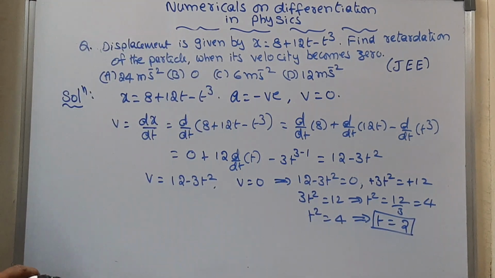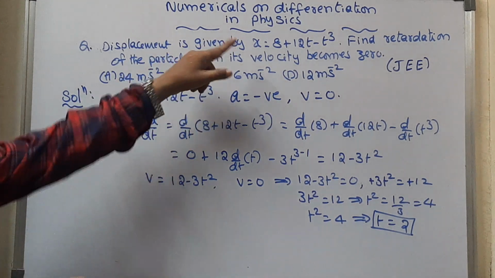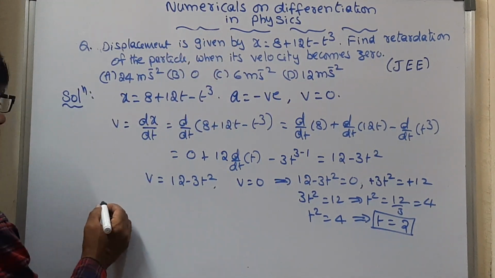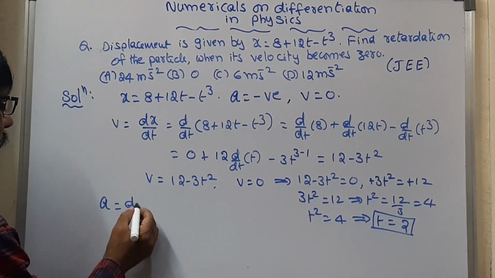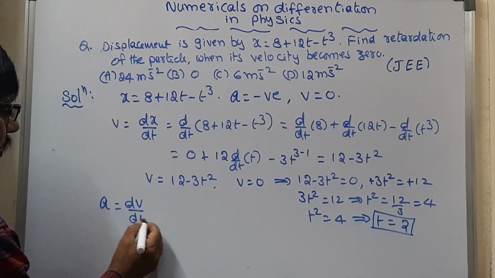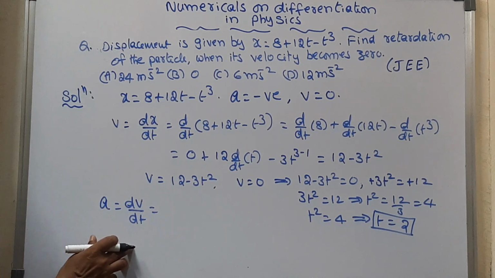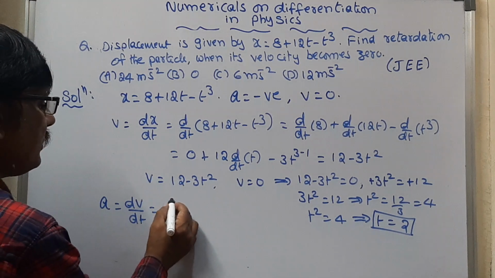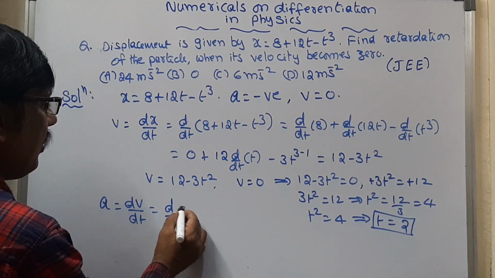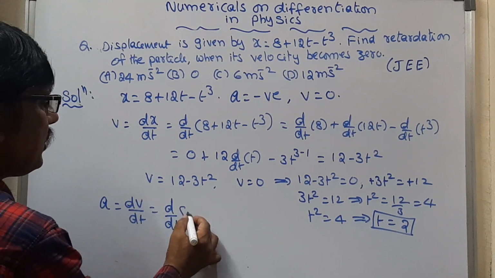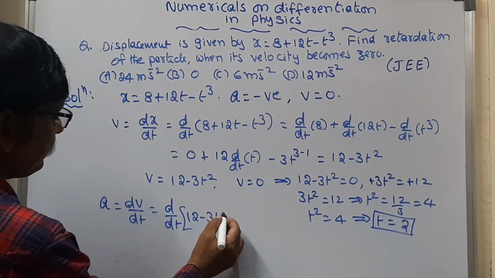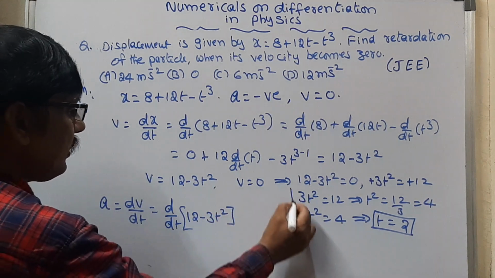So keep that value aside, and now we have to find acceleration. How can you find acceleration? Acceleration is equal to dv by dt, the differentiation of velocity. d by dt of v, where v is 12 minus 3t square. And so how can we get this one?